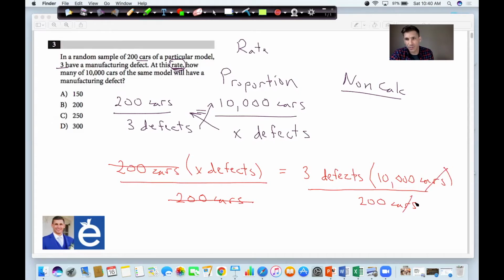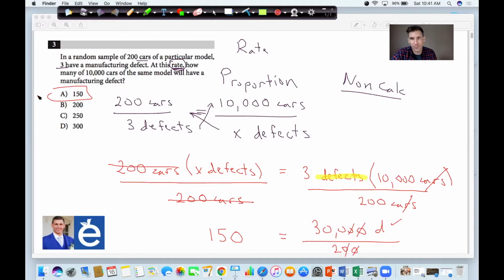My cars and my cars unit will cancel, and then I'm going to be stuck in defects. Now what I want to do is simplify this. So this becomes 30,000 defects over my 200. And now I just want to divide like this. So this becomes 300 divided by 2, as I simplify, and 300 divided by 2 is 150. And my units should be in defects, which they are, and therefore A is going to be my answer, right?